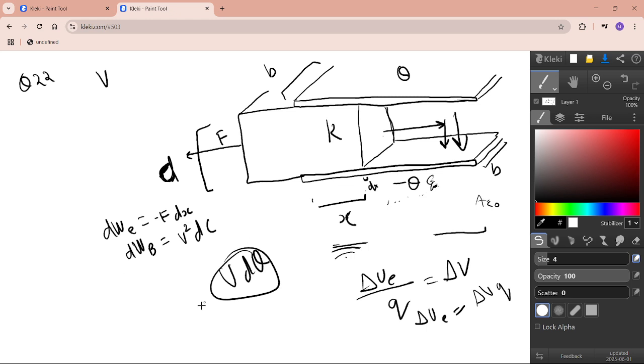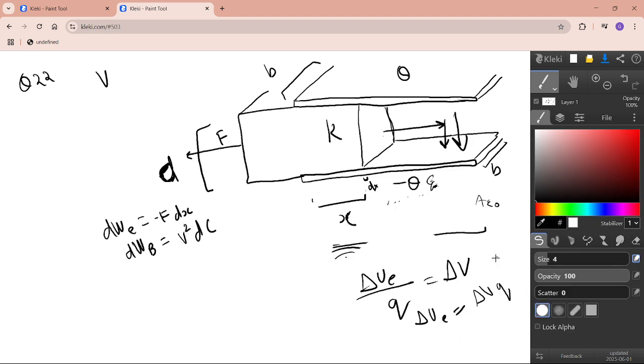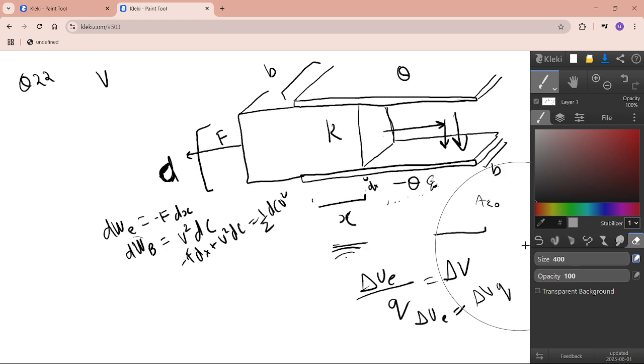See, you can also write it another way, not the external forces. You can make two equations. First, you can assume the battery to be doing external work by moving these electrons. And you can say the work done by the external forces, minus f dx plus v square by d, so v square dc, is equal to half dc v square. First, you can make the equation this way.